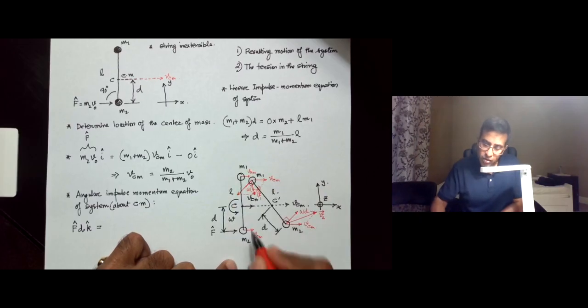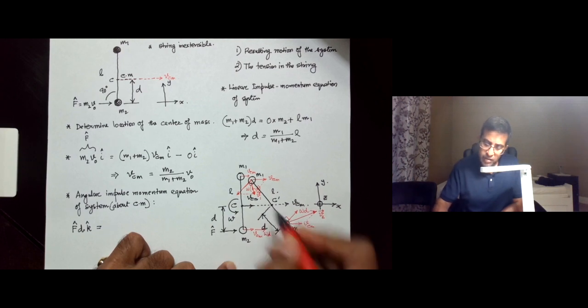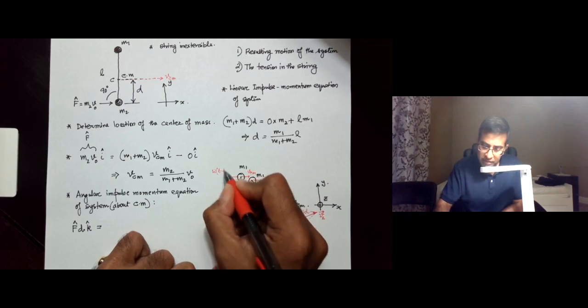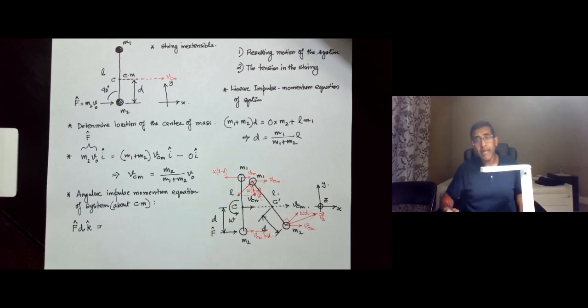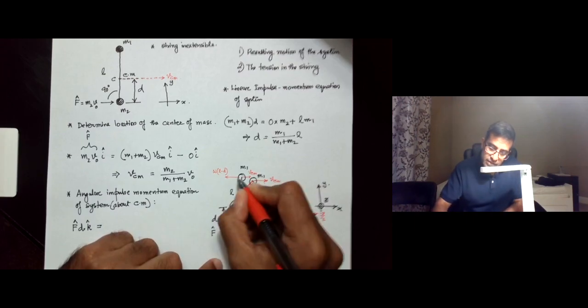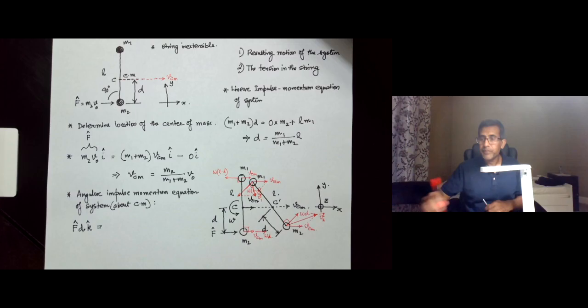Right, and on top of that there is going to be an omega d in the bottom, and omega (L minus d) on M1. Okay, and these velocities are all going to be perpendicular to the string. All right, so this is showing the velocities at the instant when the impulse is applied.